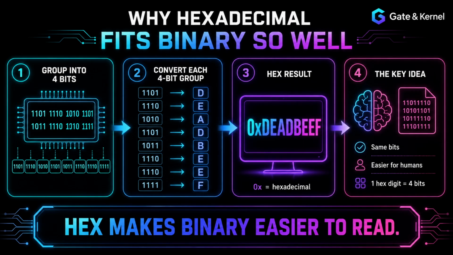Chapter 17. Why hexadecimal fits binary so well. Consider this binary value: 1101, 1110, 1010, 1101, 1011, 1110, 1110, 1111. We can divide it into groups of 4 bits. 1101 becomes D. 1110 becomes E. 1010 becomes A. Continuing in the same way gives 0xDEADBEEF. The prefix 0x is commonly used to indicate hexadecimal. Hexadecimal does not change what is stored inside the computer. It is simply a more convenient way for humans to write binary values.